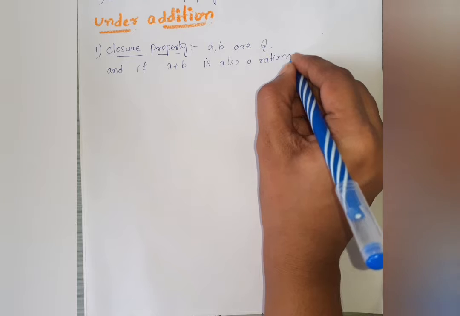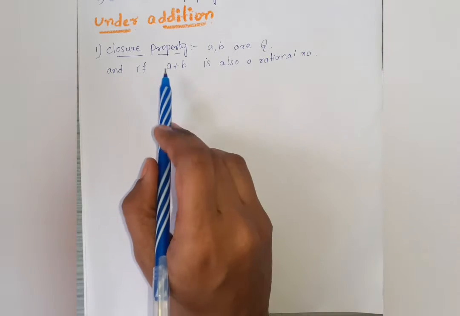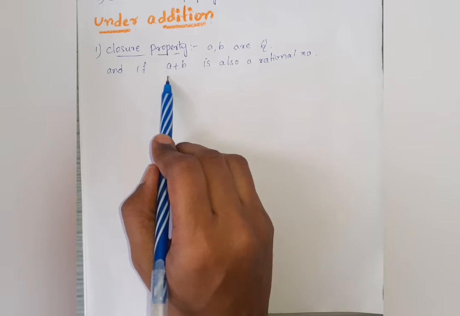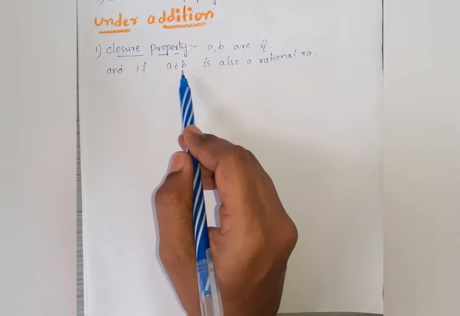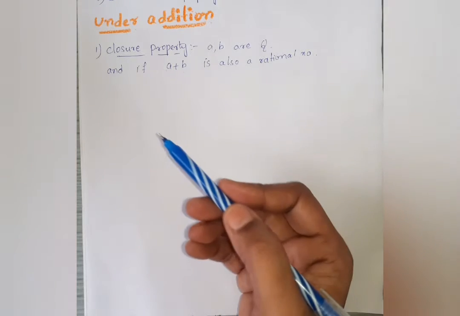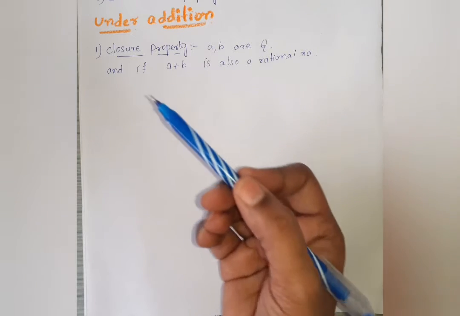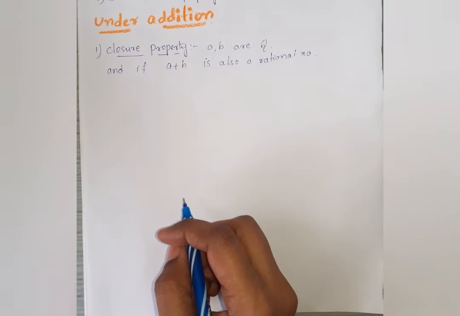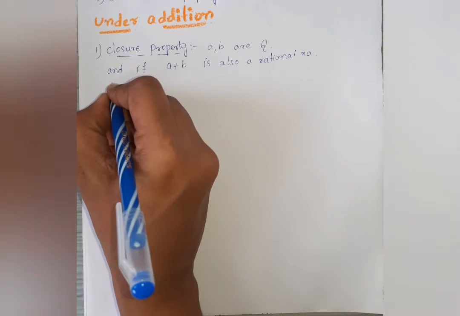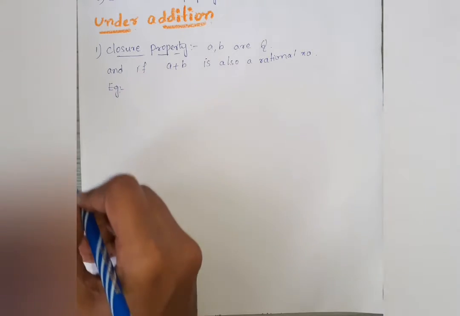it means that if you take a number from the rational numbers and another number also from the rational numbers, and you find the sum of these two numbers, and the sum also belongs to the rational numbers, then we say that the set of rational numbers is closed under addition. Let me explain with one example here.